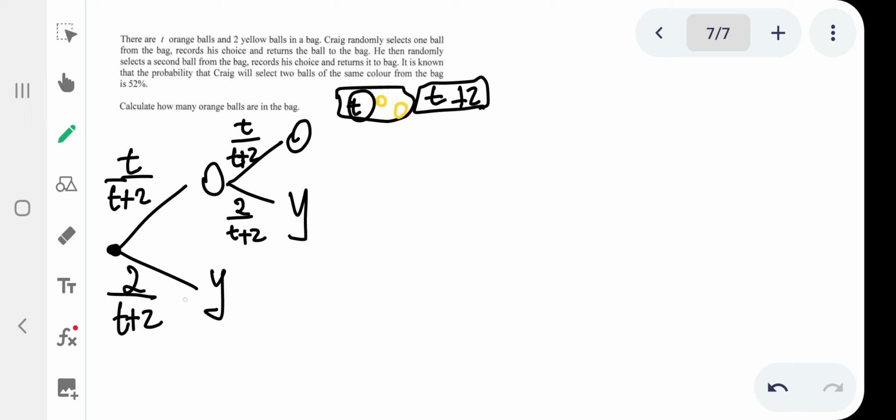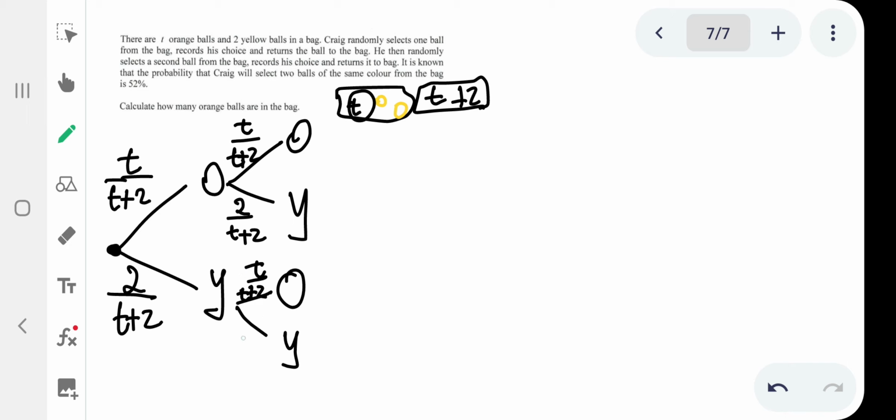So what if he got yellow at first? Okay, he can get orange second, or he can get yellow again, right? So now he got orange. What is the probability of getting an orange ball? That is T over T plus 2.